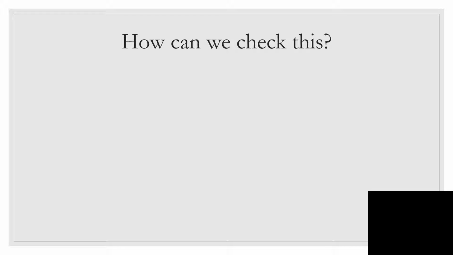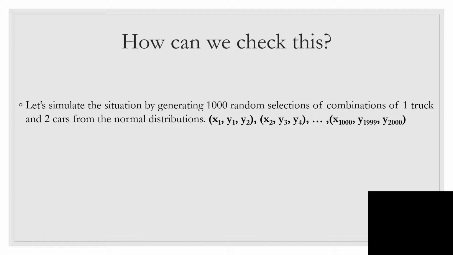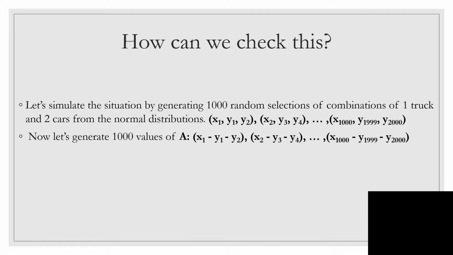How can we check this? How do we know that's right? Well, let's simulate the situation by generating 1,000 random selections of combinations of one truck and two cars. So literally, I've got 1,000 tuples out there: X1, Y1, Y2, the weight of one truck, the weight of one car, the weight of a second car. I do that 1,000 times. Then for each one of those, I take the truck weight minus the car weight minus the car weight, and we end up with 1,000 numbers.